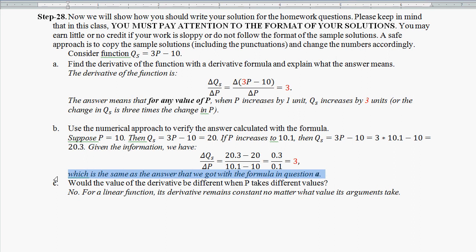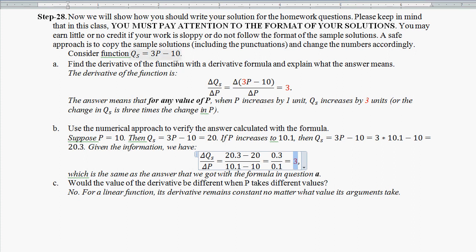Finally, would the value of the derivative be different when p takes different values? In other words, when would this number change if we choose a different value for p? No, because 3 is 3, right? It doesn't change. You can set p equal to 20, 30. This will still be 3. It doesn't depend on p.